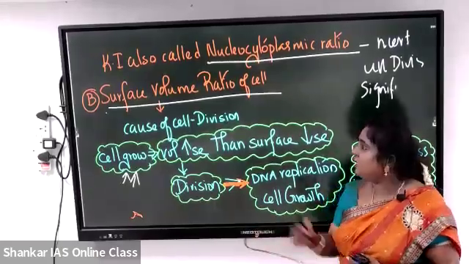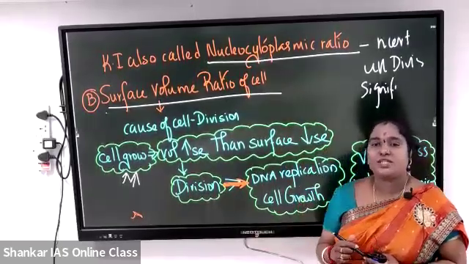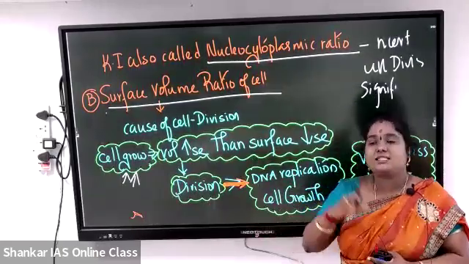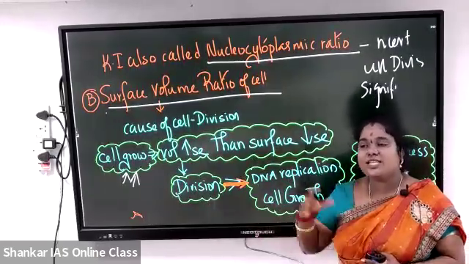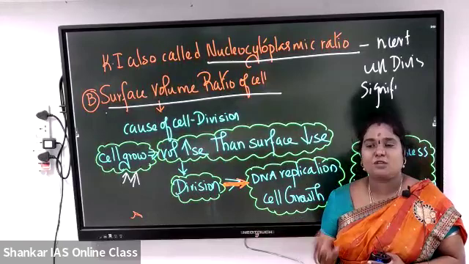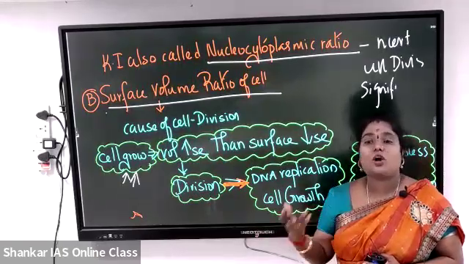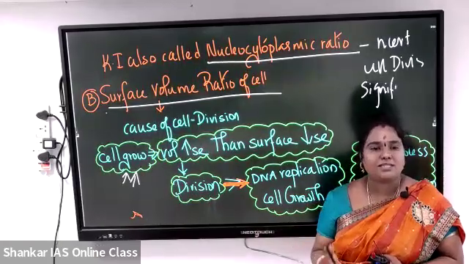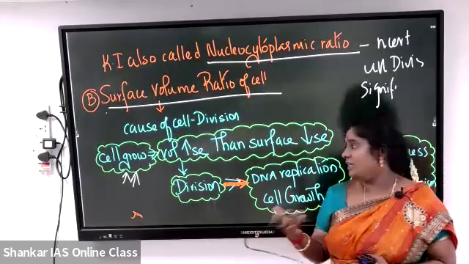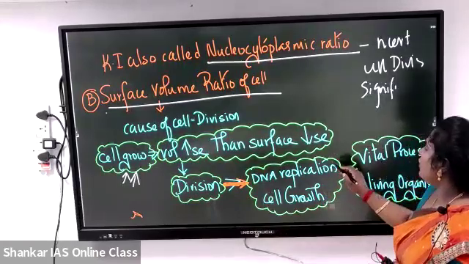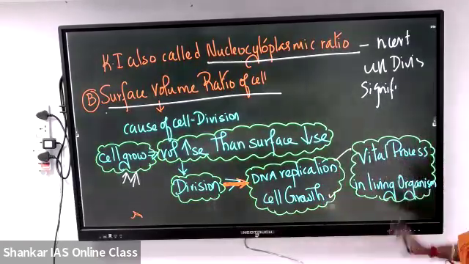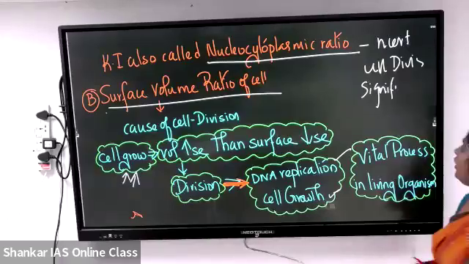So once again, I'm repeating the surface volume ratio of the cell. When the cell starts growing, the volume of the cell increases and the surface starts decreasing. So when the surface starts decreasing, what happens? At one point of time, the cells cannot grow because they don't have enough space. So the cell starts to prepare to go to the process of division. They undergo DNA replication and cell growth. So this seems to be the vital process of a living organism.